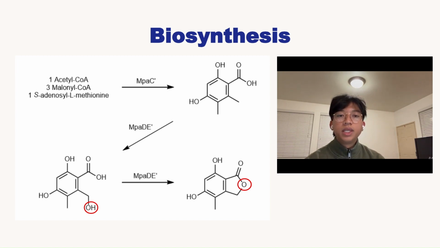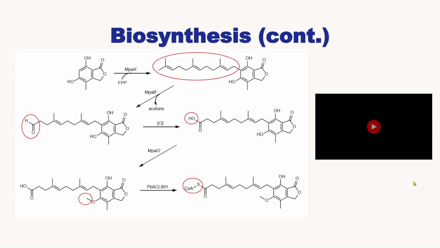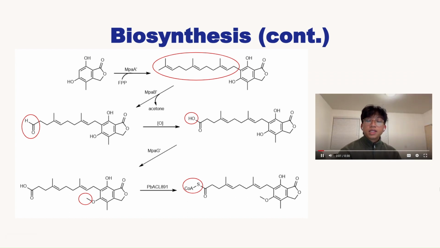Then the enzyme MPADE hydroxylates that, and there's an intramolecular lactonization to form this bicycle. Once the bicycle is formed, MPAA uses 1-farnesyl pyrophosphate and farnesylates the compound, which is adding that long branch fatty acid chain. Then MPAB converts it to what's called mycophenolic aldehyde, and through an oxidation, it becomes a carboxylic acid. Then the enzyme MPAG methylates it, and the protein PBACL891 converts it to an acyl coenzyme A.